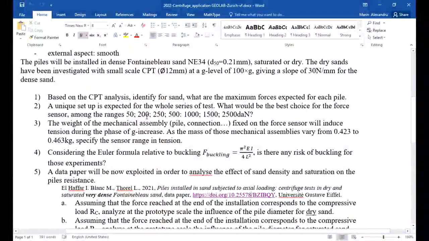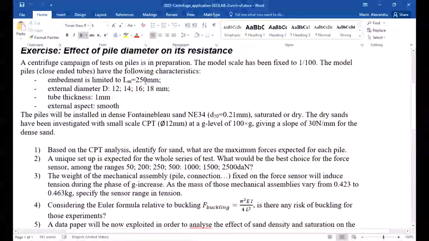Okay, but for the first question, you don't need the data, and you can discuss the first question. Voilà. So you see, we have the CPT test result, with a slope of 30 Newton per millimeter. And then sand, we want to install the pile at 250 millimeter. Okay. So what will change for the different piles is the diameter.